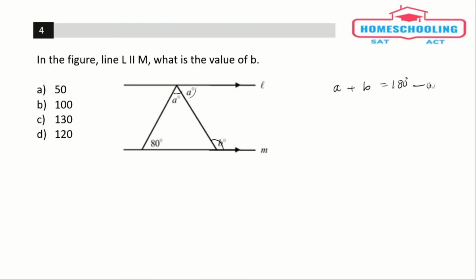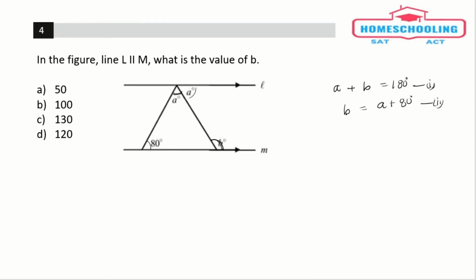Let's take this as equation 1. And as we have read in the triangles chapter, the exterior angle is the sum of the opposite interior angles. So in triangles we have read that this angle would be equal to the sum of these two interior angles, this and this. So B is equal to A plus 80 degrees. So this is equation 2.